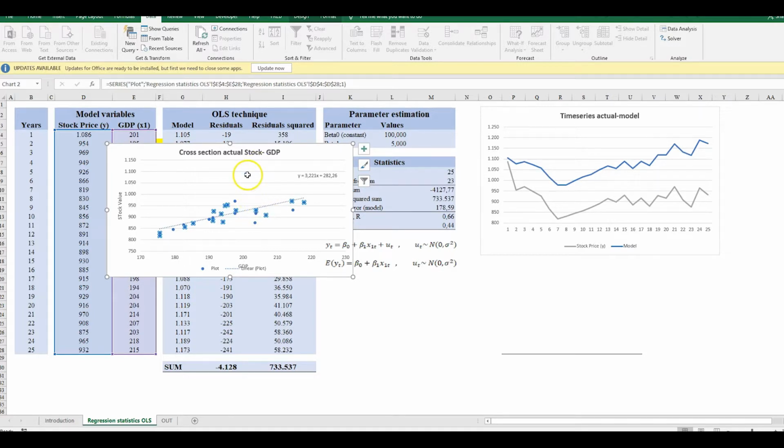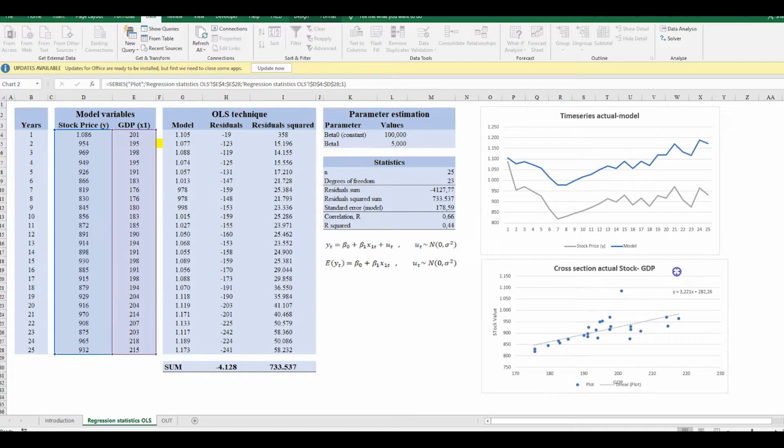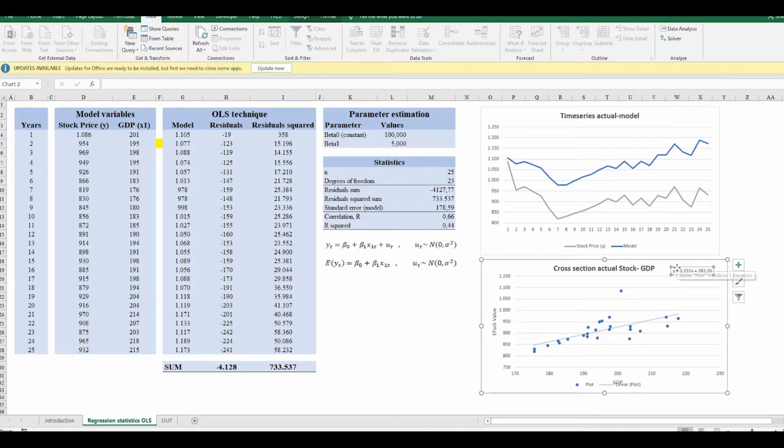So every distance from the actual level, in this case the actual stock price, and the model calibrated or predicted stock price is squared. And when we sum them and minimize that sum, we will get a fit as good as it gets. In this case here, in the graphical representation, Excel has already calculated a best fit for prediction of the stock price, stating this. So a constant at 282 and a slope estimate of 3.22.